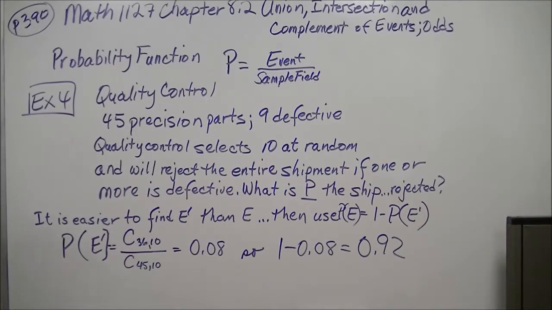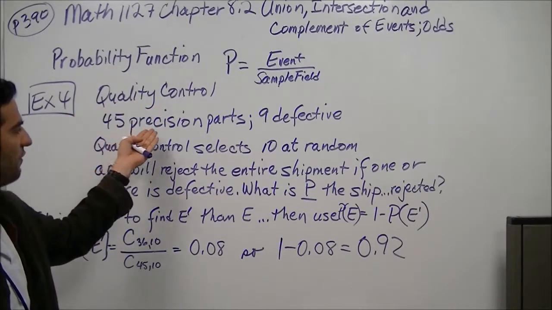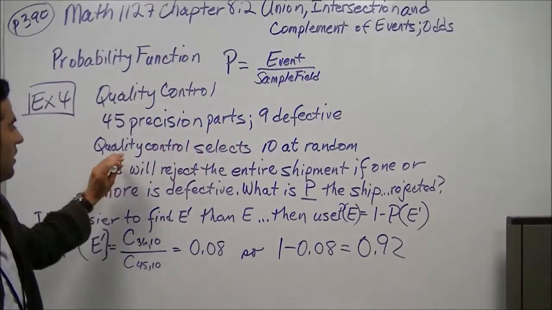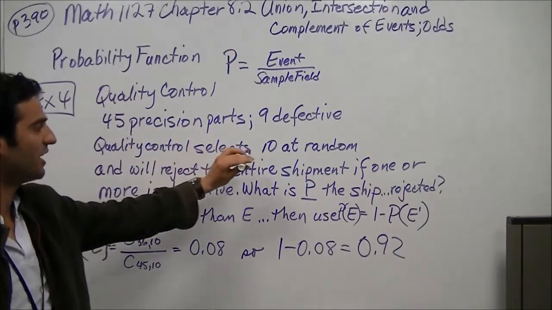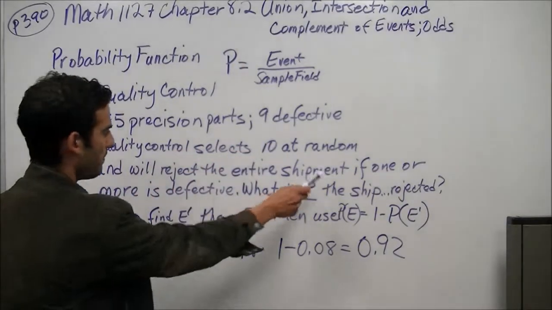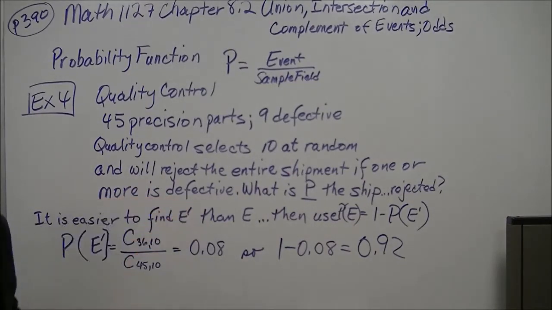Hi, how are you? My name is Mahdi. Today I'm going to explain this question for you guys. The question says we have quality control of 45 precision parts. We have 9 defective, and we have to select 10 at random. And we will reject the shipment if we have more than 1 defective item.